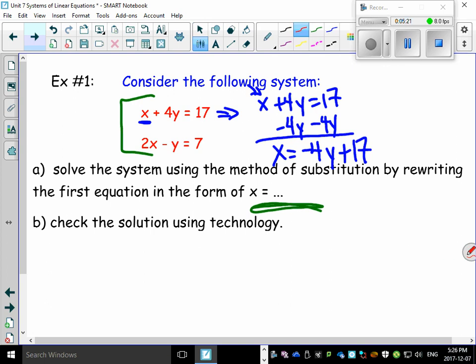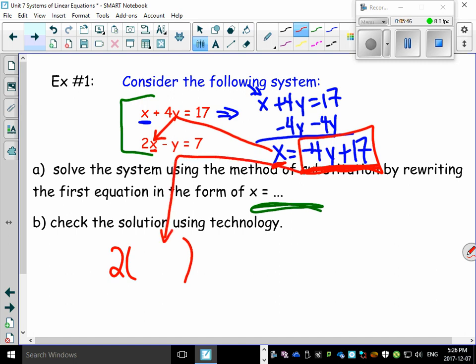Not quite. Look at the second equation. There's the x. Guess what? Ready for this, substitute this in for the x, because after all, that's what x equals. So here we go. 2 times this substitution goes in here. There's your minus 4y plus 17.